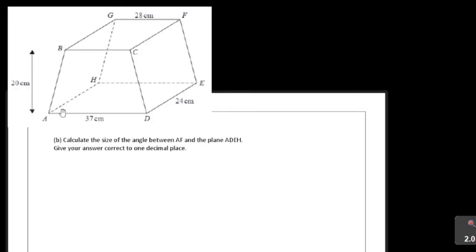Now, how to do this part B? Part B. Let's try to quickly do it. We don't have much time left. Now they are asking the angle between AF and this bottom plane.